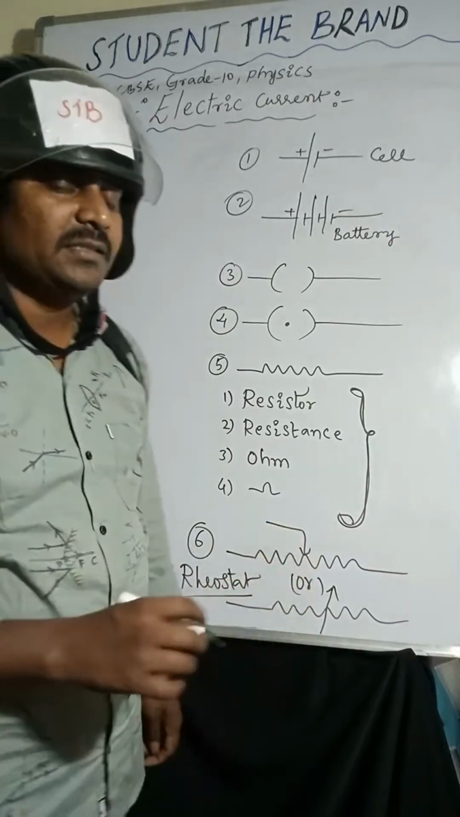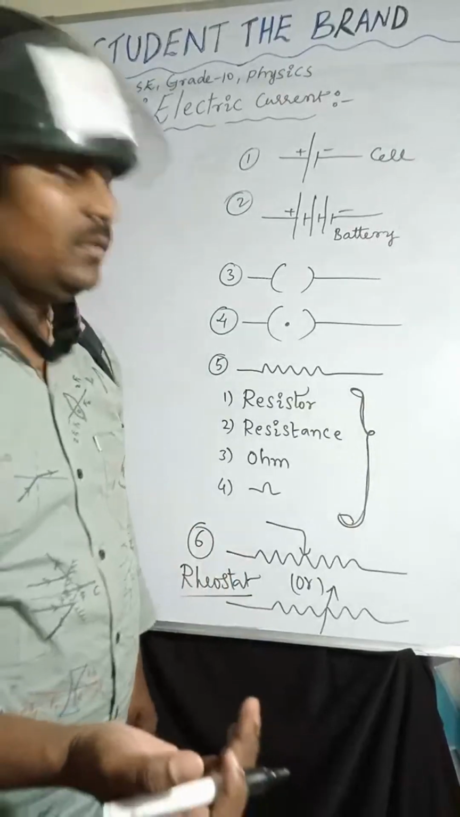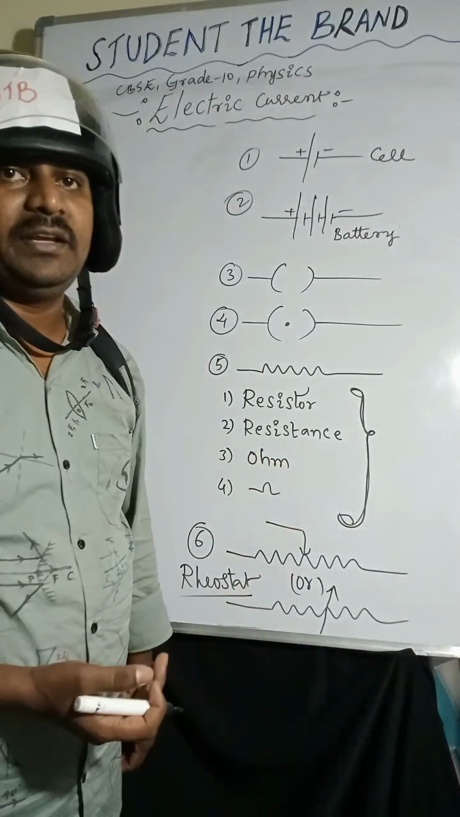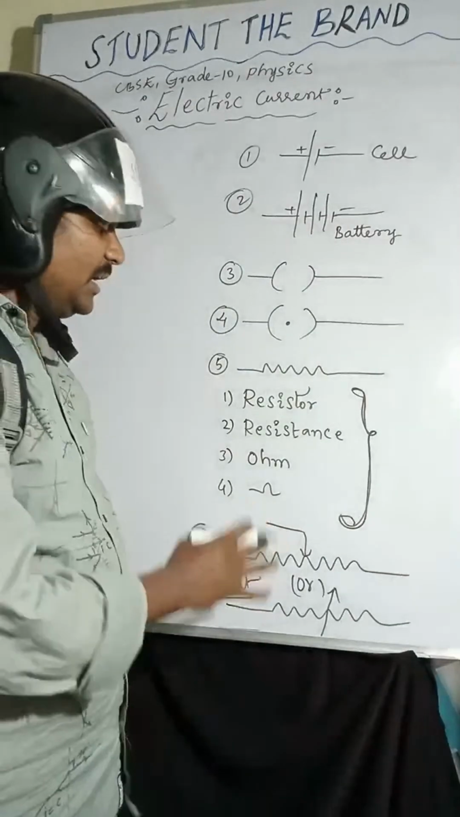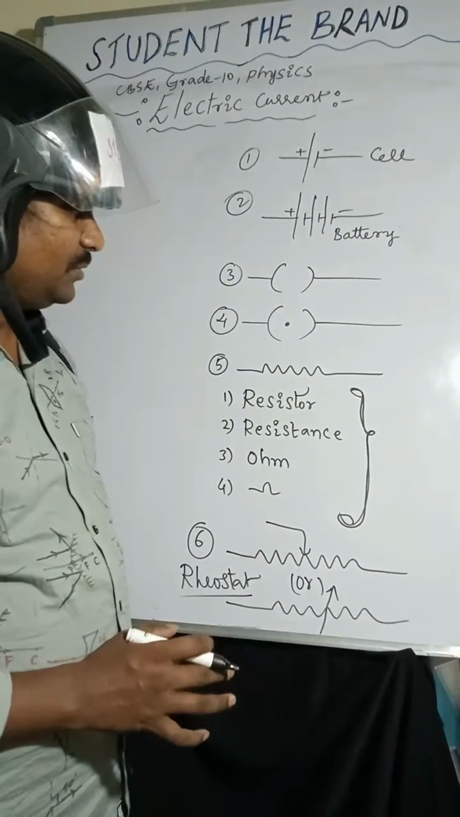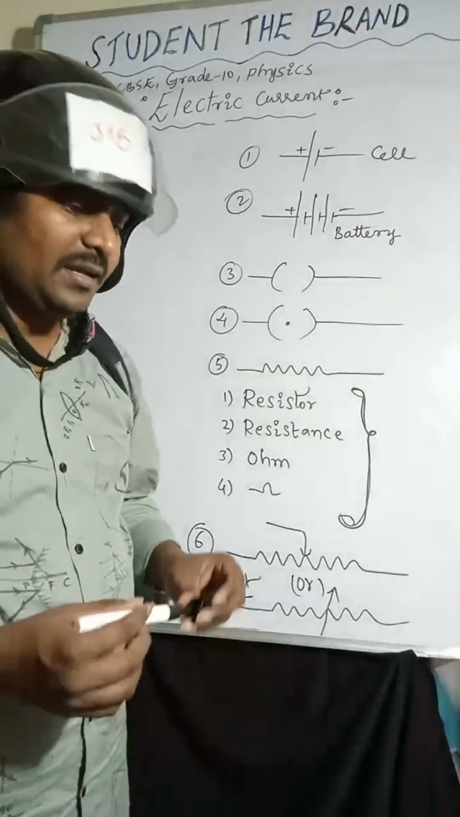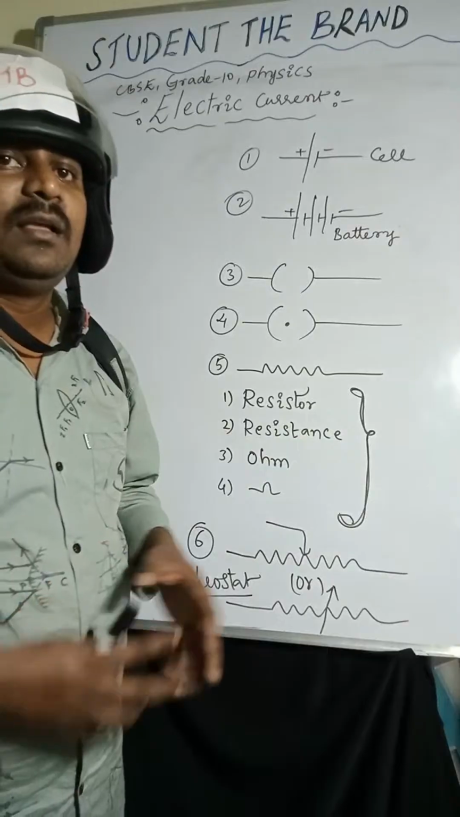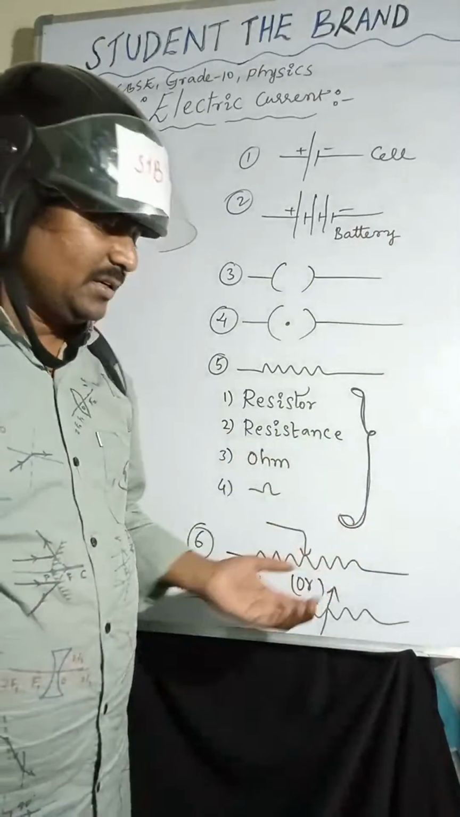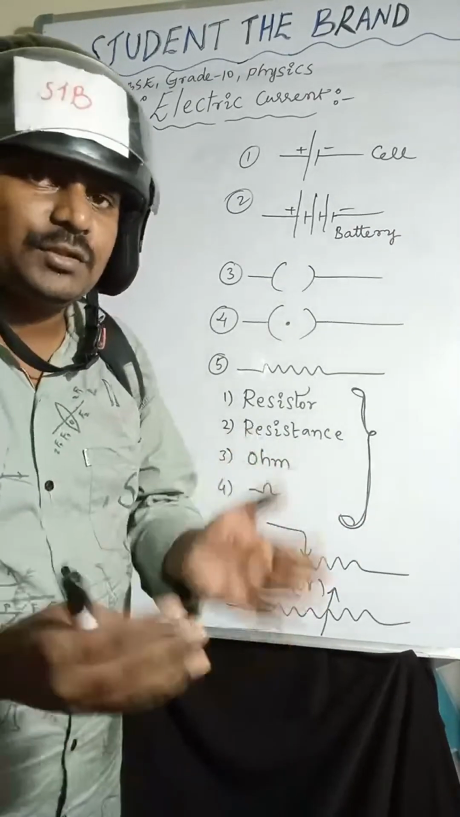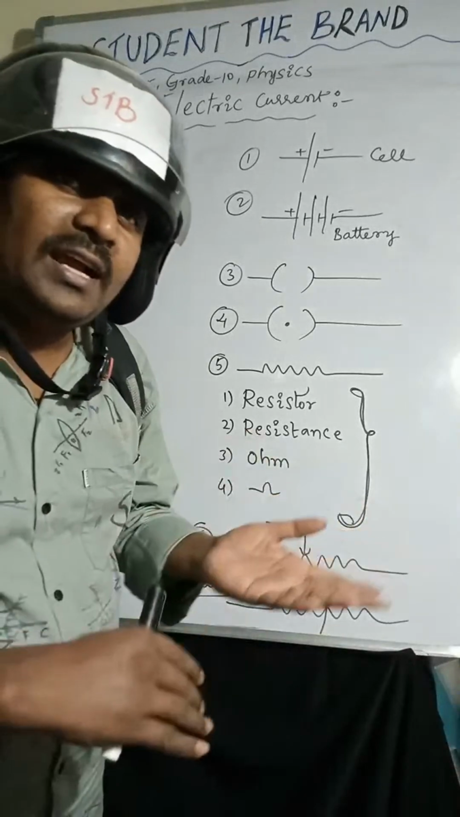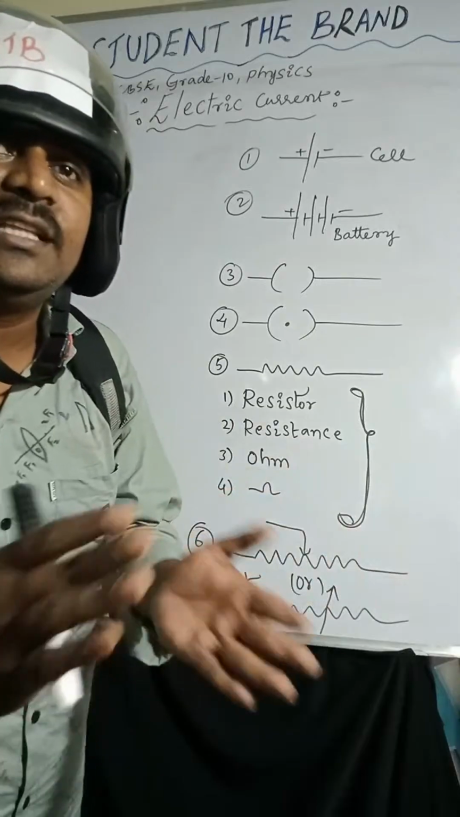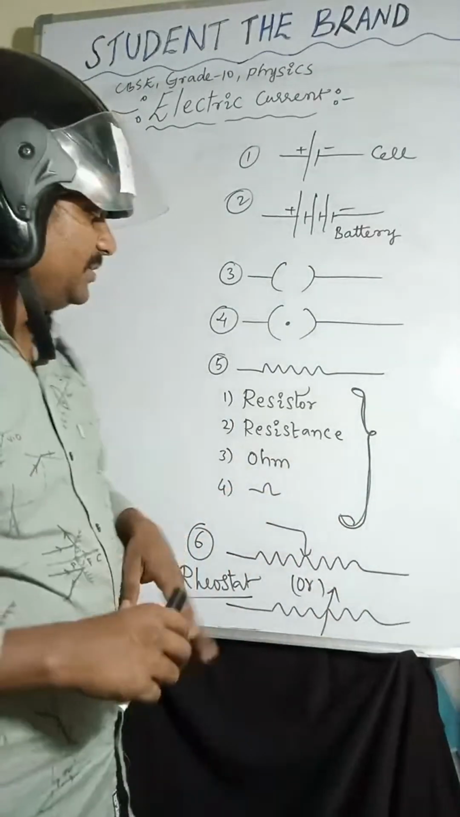Rheostat is a device which is used to regulate the current without changing the voltage source. I hope it is very clear to you all.